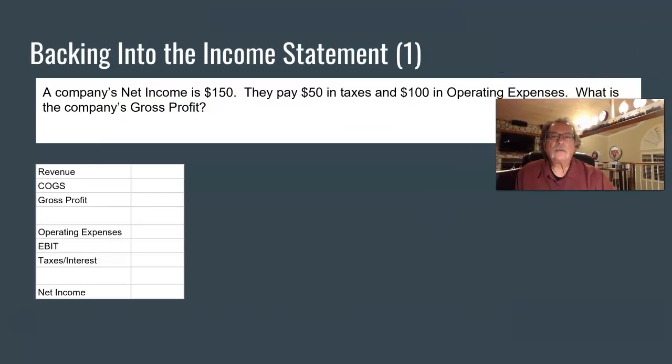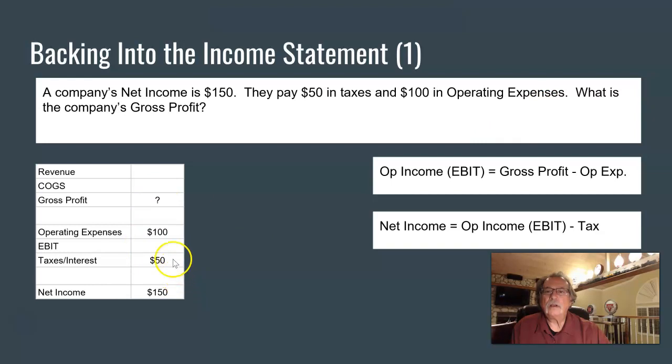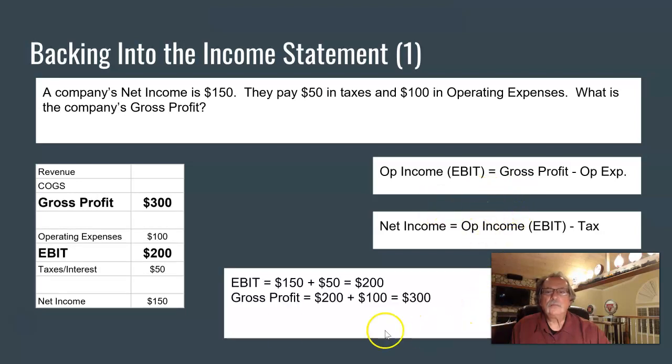So let's look at a question here. We have a company, they have net income of $150. They pay $50 in taxes and $100 in operating expenses. What is their gross profit? So we know this is a given right here. We want to find the question mark. So we can use these formulas to back into gross profit of $300.